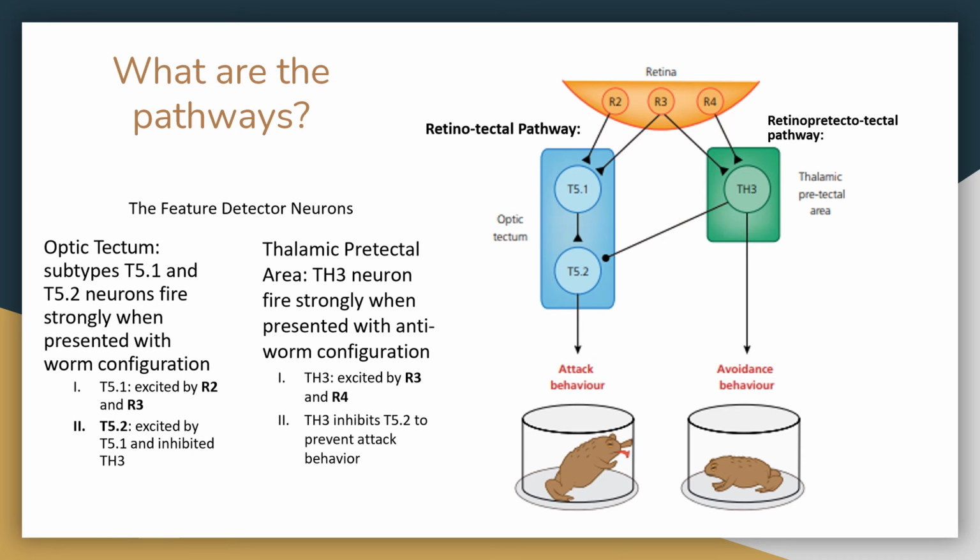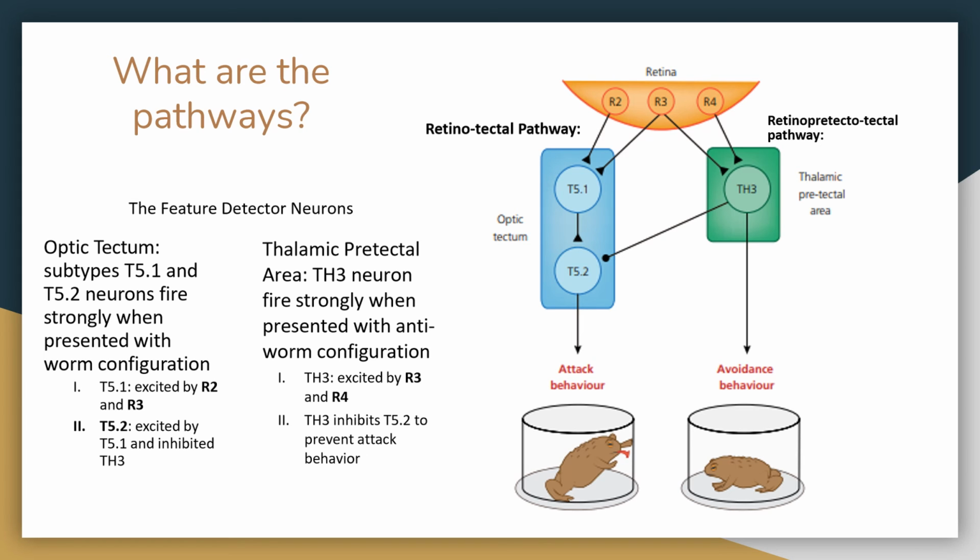We can see here that the worm configuration excites the retinotectal pathway. So when a toad sees a worm configuration, R2 and R3 neurons excite T5.1 neurons in the optic tectum, which excites T5.2 neurons in the optic tectum, and that elicits attack behavior.